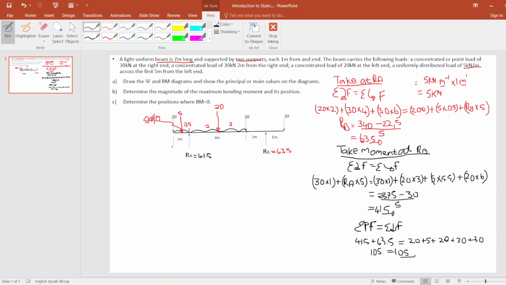That simply says to me, my beam is balanced. My beam is at the state of equilibrium, the state of 0. This is how you calculate your reactional support on your beam.